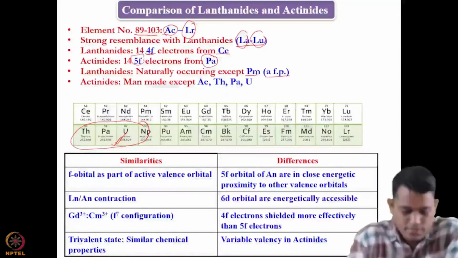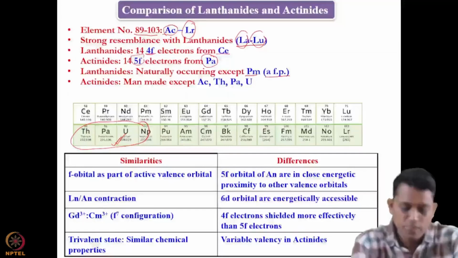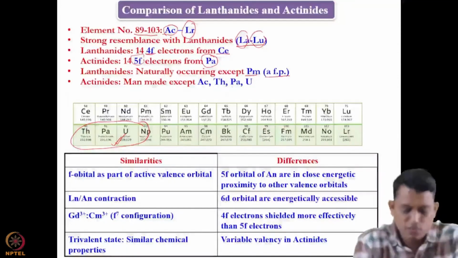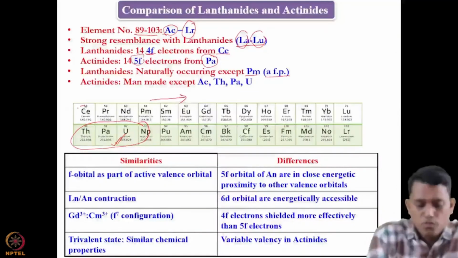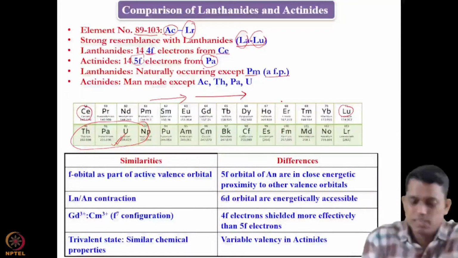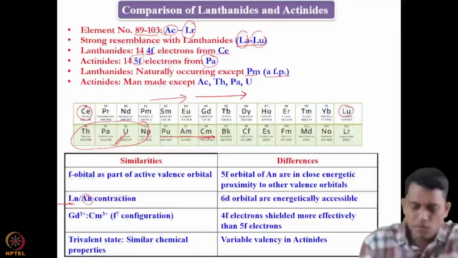When you talk about similarities, as we have seen in the electronic configuration, both lanthanides and actinides use the f orbital as part of the active valence orbitals. Both lanthanides and actinides show a decrease in size when you go from left to right. That is basically due to contraction. We call this the lanthanide contraction in the case of lanthanides and the actinide contraction in the case of actinides. We'll try to discuss this again in the upcoming slides.